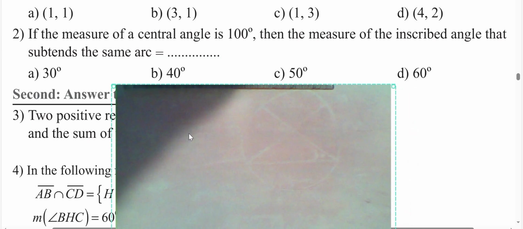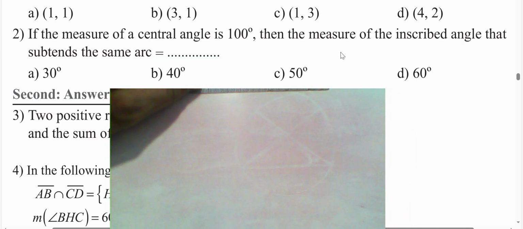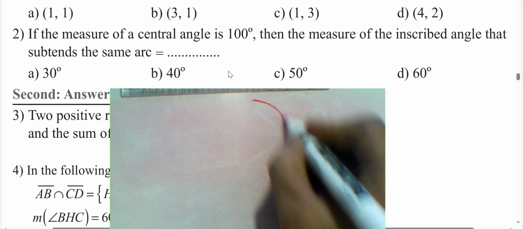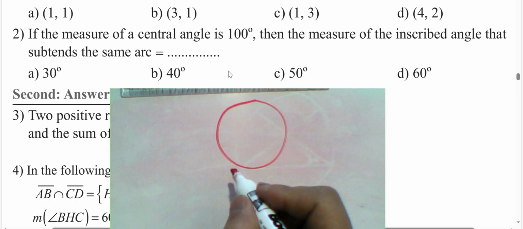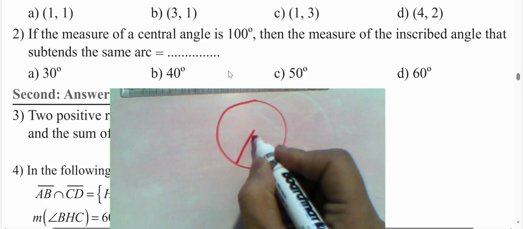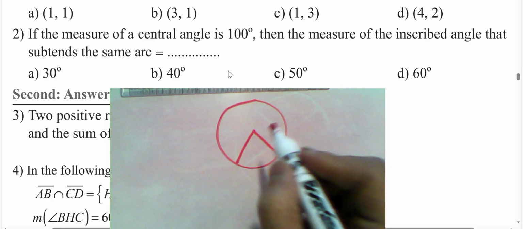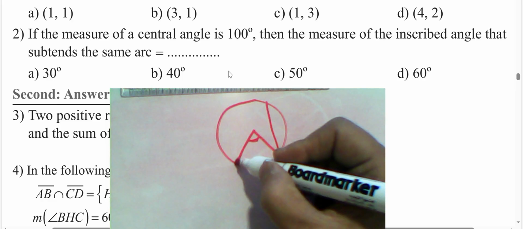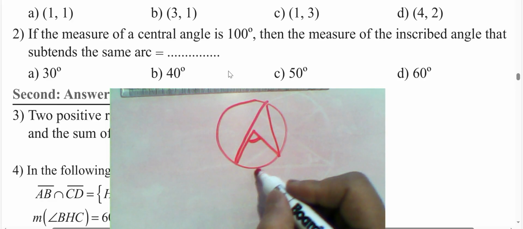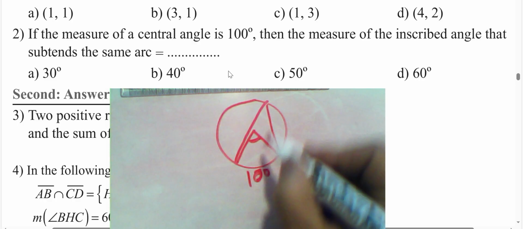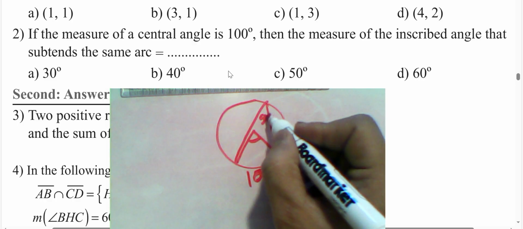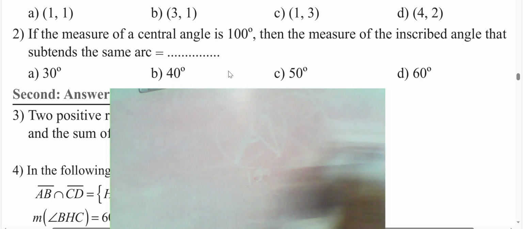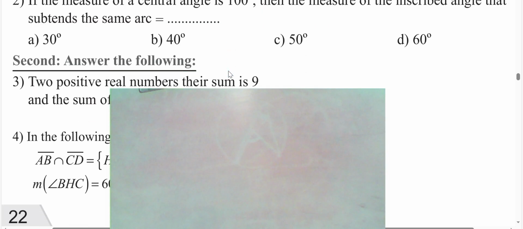If the measure of the central angle is 100 degrees, then what is the measure of the inscribed angle that stands on the same arc? We have the arc here. The measure of the central angle was 100. This angle is 100 degrees. He asked about the inscribed angle on the same arc. It will be half of the measure here. This arc will also be 100. Then the measure of this angle will be 50 degrees. Half of 100 equals 50 degrees. It shows letter C.